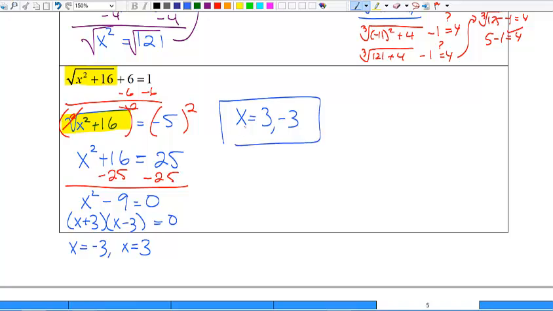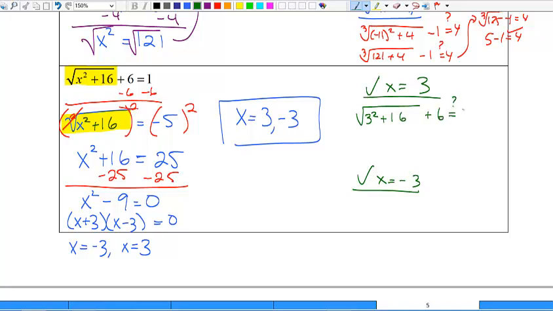I actually don't know if they're going to work or not. I have to go back and check each one independently. So let's try 3 first, and then we'll go and do negative 3. So I'm going to plug it in. So I have 3 squared plus 16, then plus 6 is supposedly equal to 1. That's 9 plus 16 is 25.